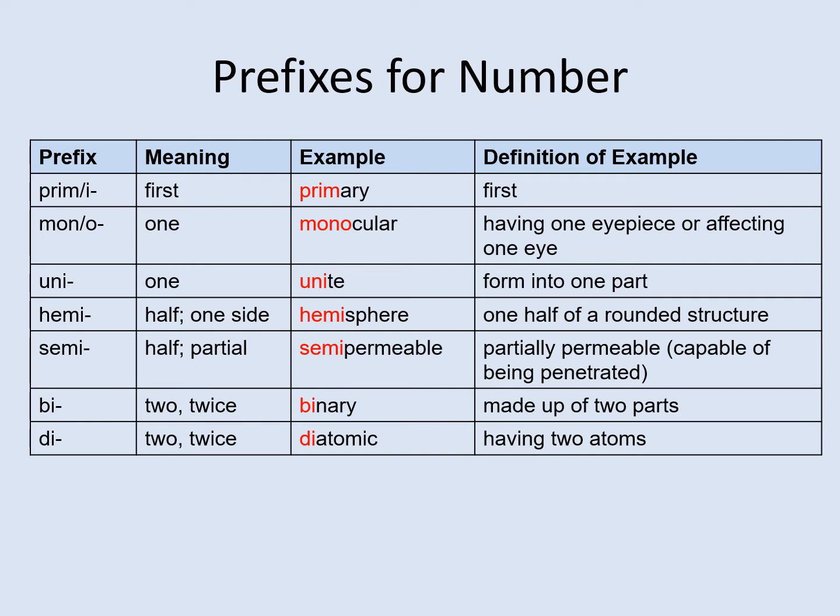So prefixes for number, we have prime for first, mono for one, uni for one, hemi for one half, semi for half or partial, bi is twice, di is two. And these are examples of each of those with those prefixes added.